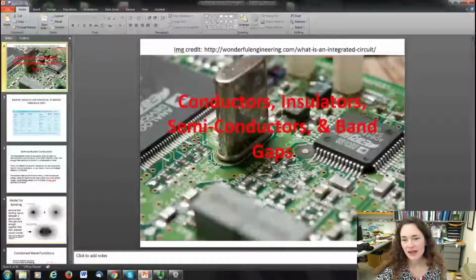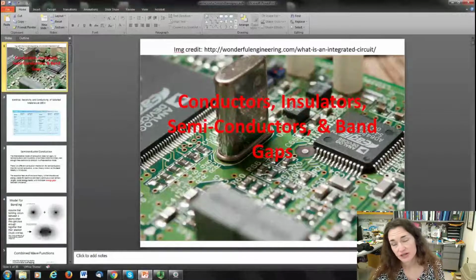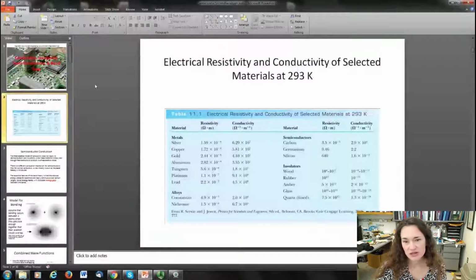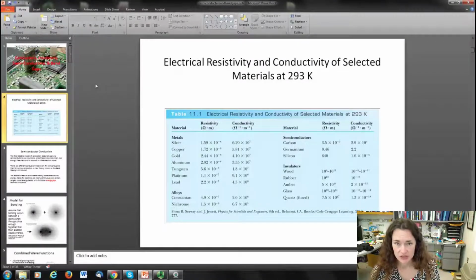Okay, so today I'd like to talk to you about conductors, insulators, semiconductors, and band gaps. So first, let's discuss the values of some electrical resistivities for conductors, metals, semiconductors, and insulators.